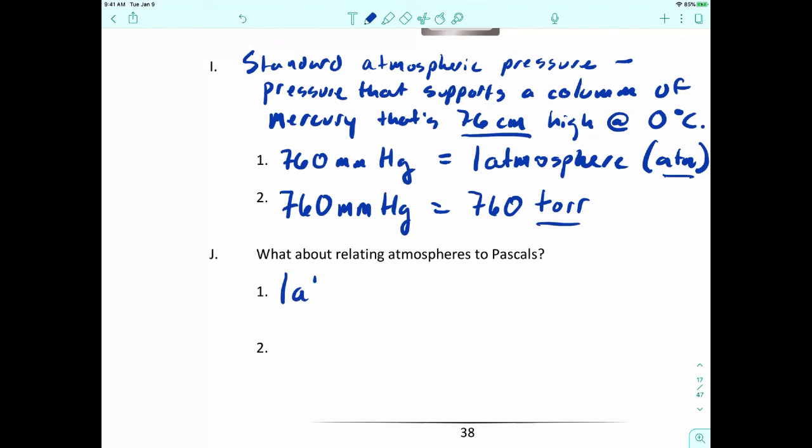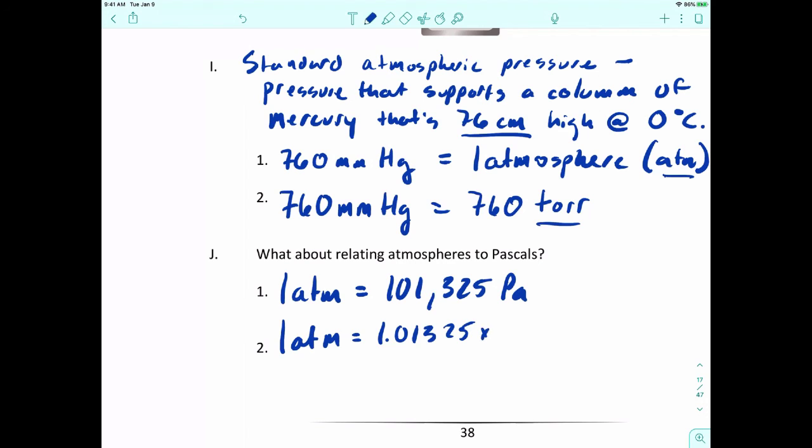Okay, now how do atmospheres compare to pascals? Well, it turns out that 1 atmosphere, so normal atmospheric pressure, is equal to 101,325 pascals. All right. And since it's an SI unit, we could convert this to kilopascals. So 1 atmosphere would also be equal to 1.01325 times 10 to the second kilopascals.